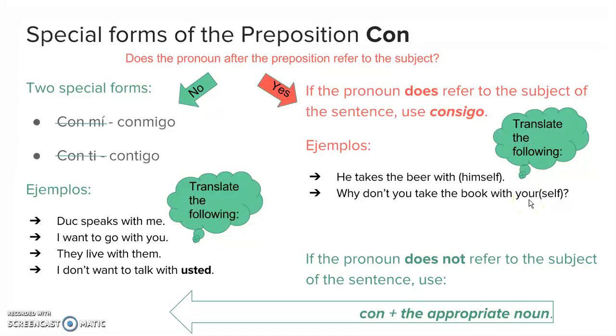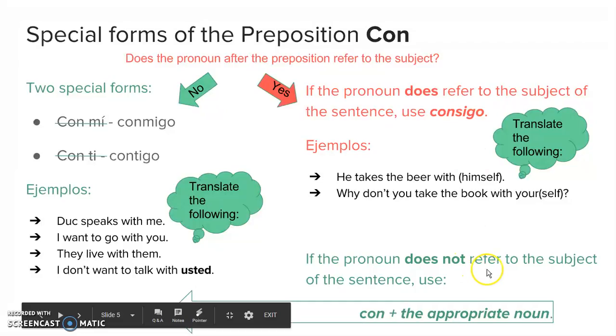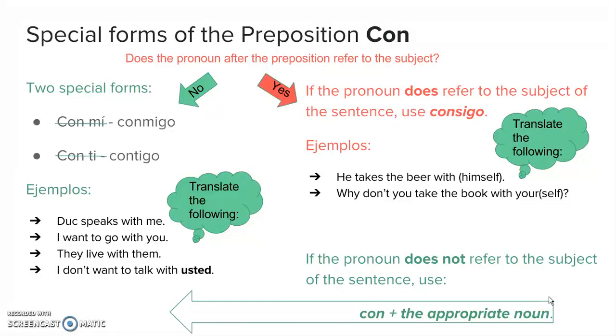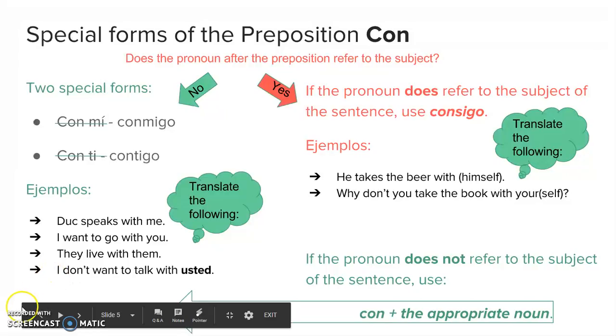This is a third version of con, and it's not in the book, but you might hear Spanish speakers use it. This would be a time where you use consigo. So if the pronoun does not refer to the subject of the sentence, use con plus the appropriate noun. So pause the video, translate the sentences, and we'll check your answers.